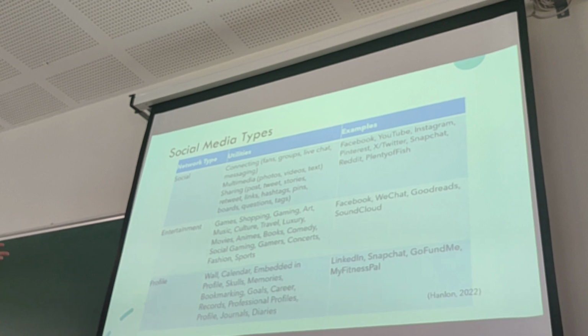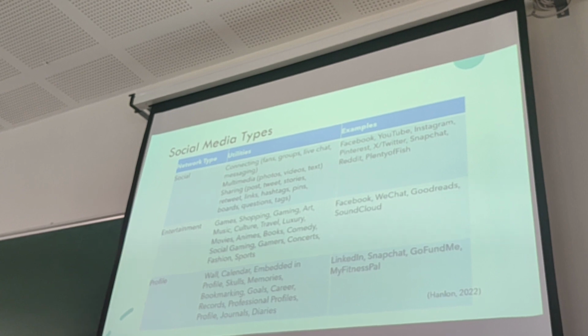And examples of those are things like Facebook, YouTube, Instagram, X, Reddit. Plenty of Fish is a dating platform in the UK, which you might not have, but it's kind of like a dating social network. Then we've got entertainment-focused ones, which are used for games and shopping, gaming, art, music, culture, etc. We also use Facebook for that, as well as WeChat. Goodreads, where you share what books you're reading and write reviews of them. SoundCloud, where you can share audio.